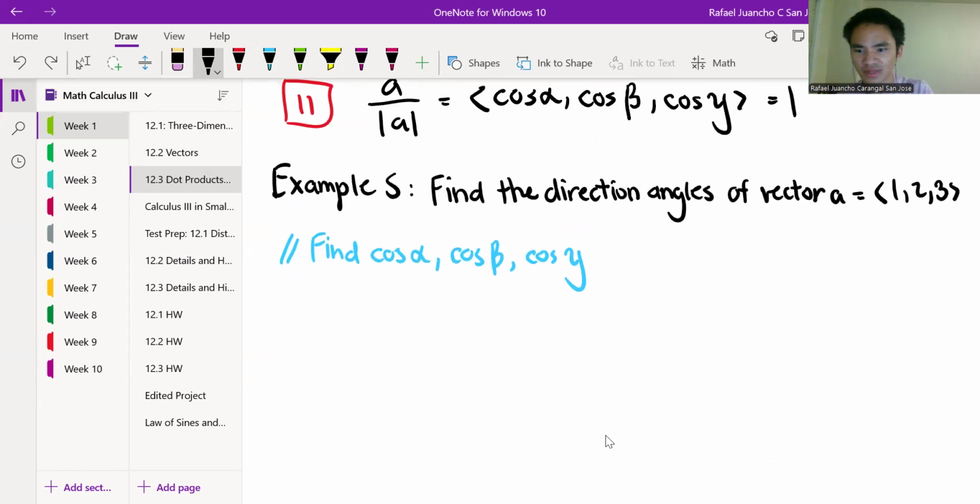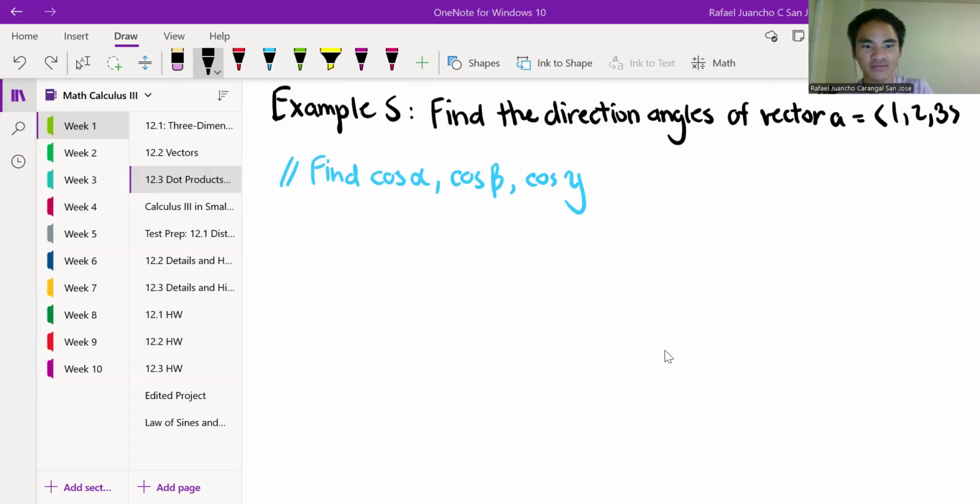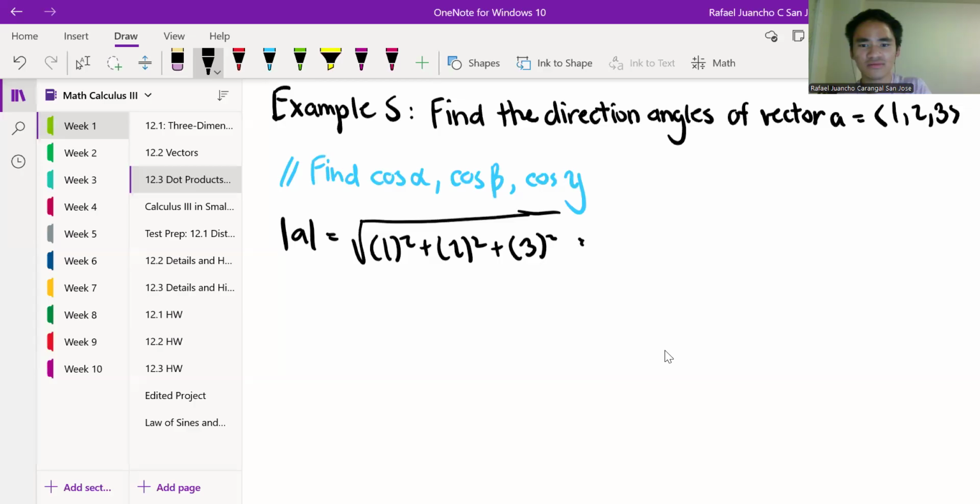So, well, how do we do that? We just get their length. And we just use the distance formula. So 1 squared plus 2 squared plus 3 squared. And here we have 1 plus 4 plus 9. And that is 14. Did I get that right? 1 plus 4 plus 9. Yeah, it's 14. So square root of 14.